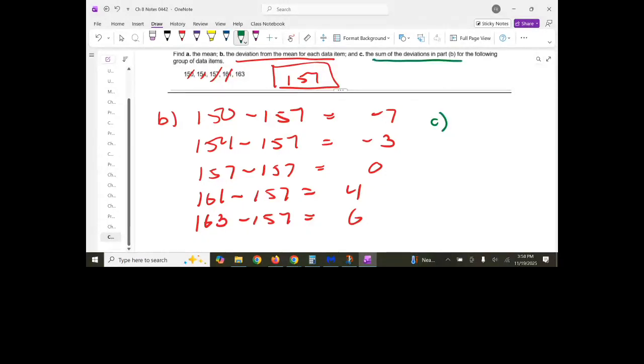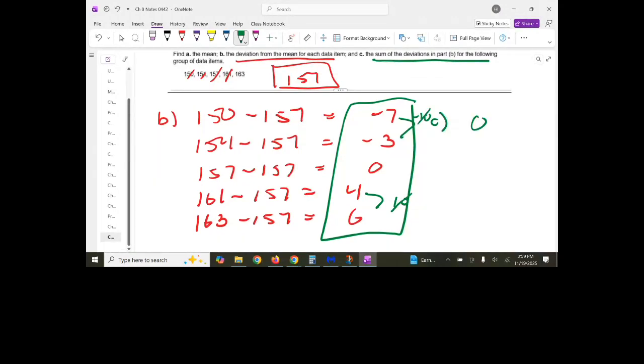Part C. Can we add up these numbers right here? Y'all, 4 and 6, 10. If I owe you 7 and I borrow 3 more, I owe you 10. 10 and 10, 0. And with that 0, still 0. Right? And that's all we had to do.